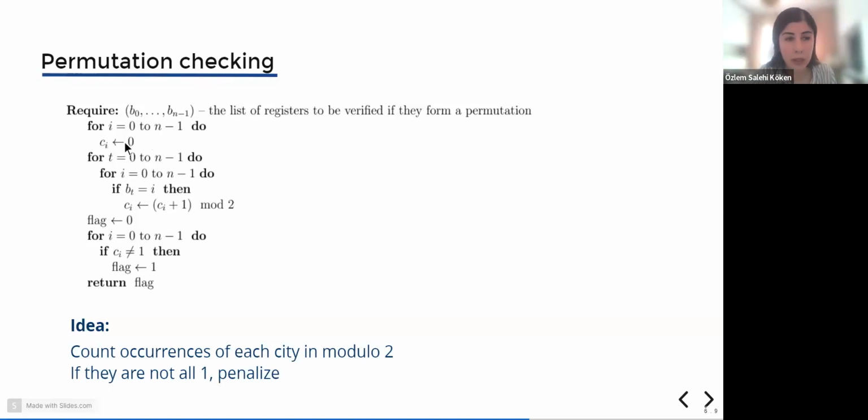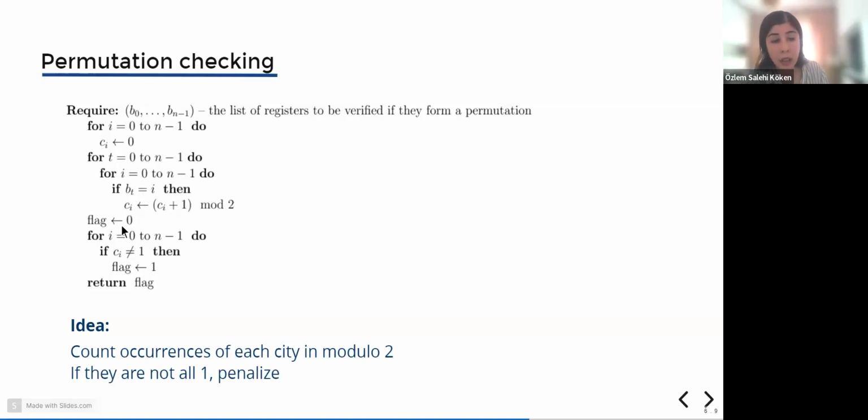So this is just initialization. Then, as you can see, for each t, so this means for each time step, for each variable b t, we will check if it is equal to I. This means if it is representing city I, and if this is the case, then we will increment the CI, but we will do this in modulo 2. Why modulo 2? Because actually it is enough to do this in modulo 2.